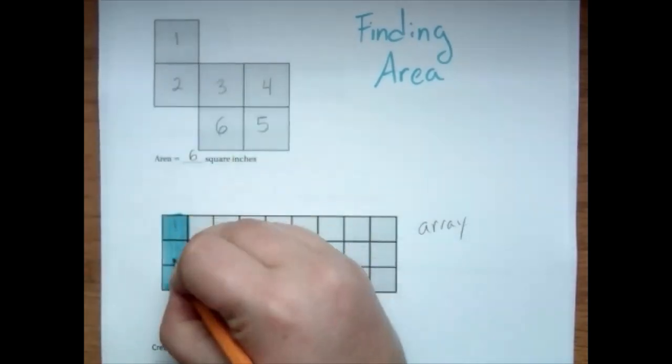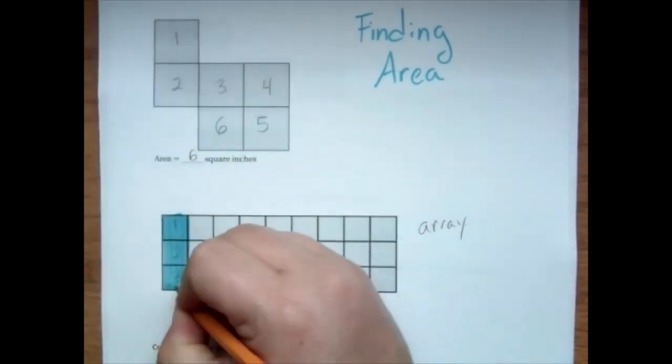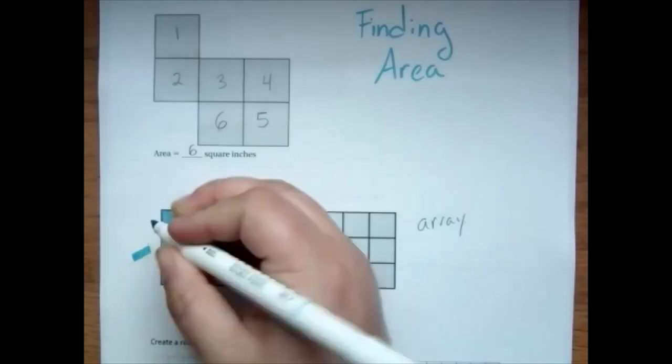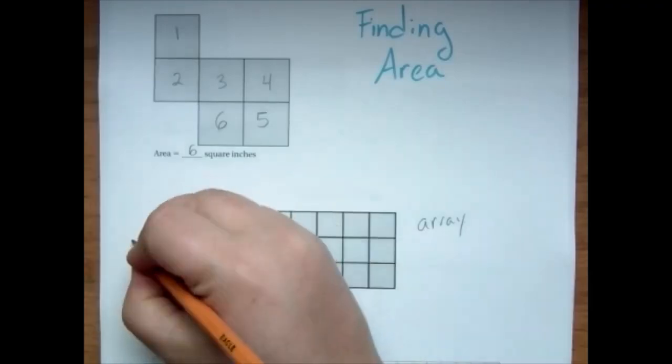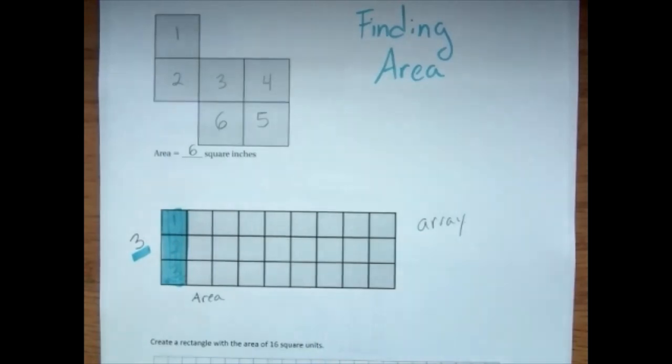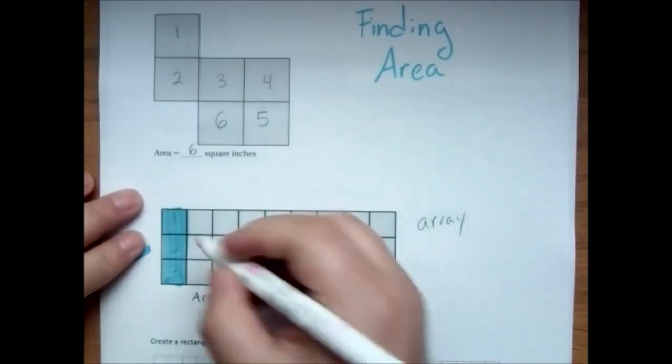1, 2, 3. So the number of rows I have is 3, and I'm going to write that on the side here. I'm also going to use color coding to help me see the difference between the rows and then the columns. So now I'm going to do the columns.